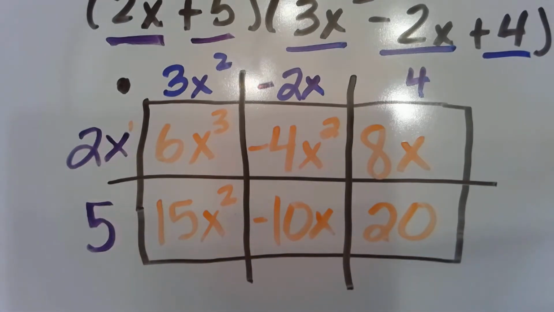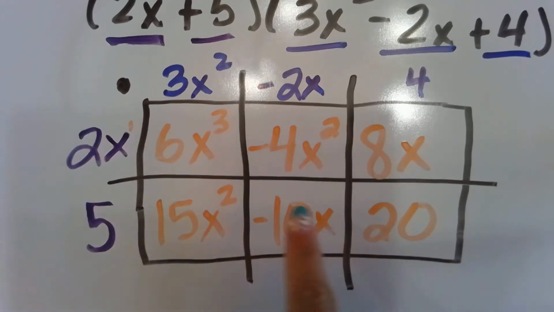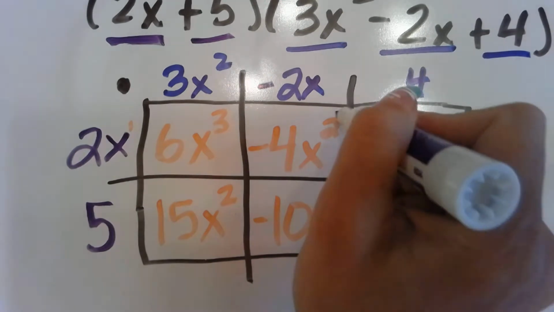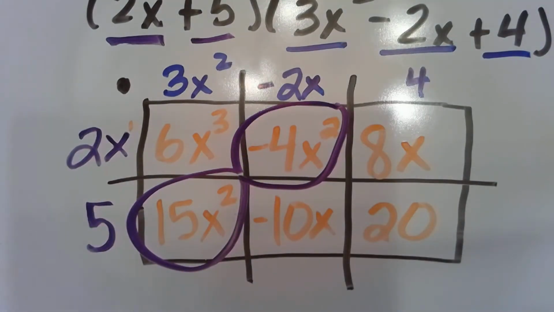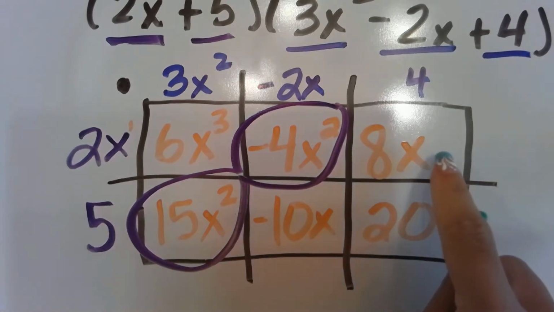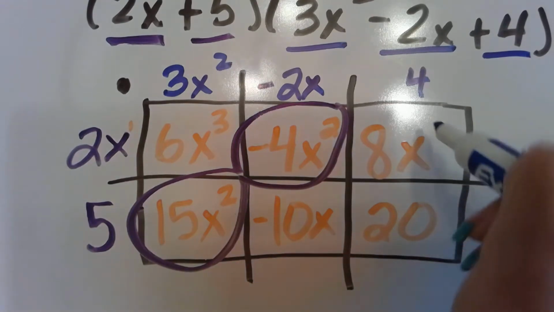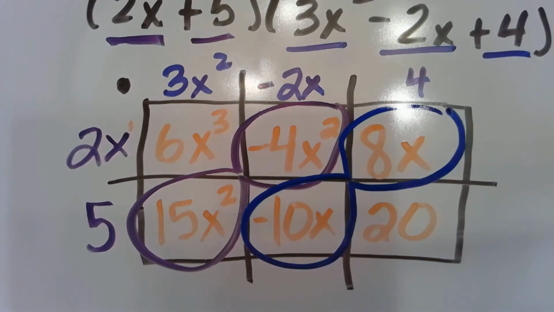Okay, so we have filled out our boxes. Now let's go ahead and combine our like terms. Does anything else have an x to the third? No. This one has an x squared. Does anything else have an x squared? This one does right here. So we know that these two go together. Let's see if there's anything else to combine. We have an x here, and this one has just one x. So these two go together. Okay, we combine those two.